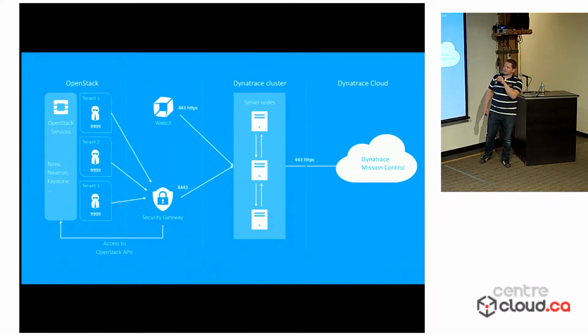So the architecture looks something like that, where you have your OpenStack servers over here, and you install the agent on the OpenStack servers, controller nodes and compute nodes. We need one additional component that's called security gateway, which reads data from the OpenStack APIs and then does correlation with the data it gets from the agent. And then you have a Dynatrace cluster or Dynatrace server somewhere, which saves the data, and does the visualization of all of that.